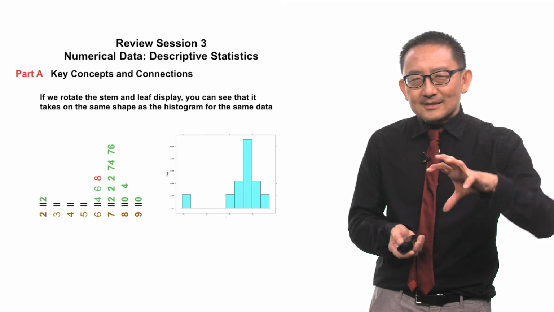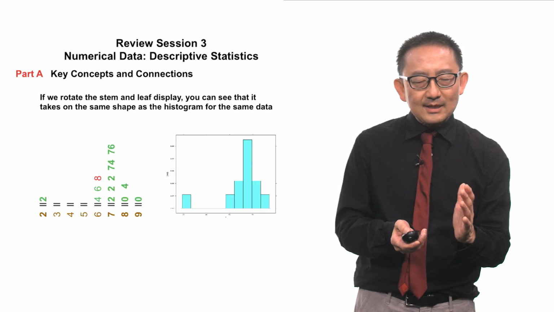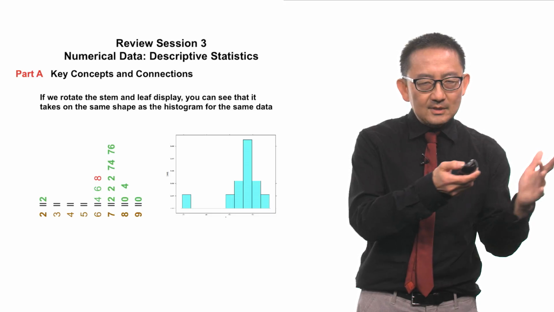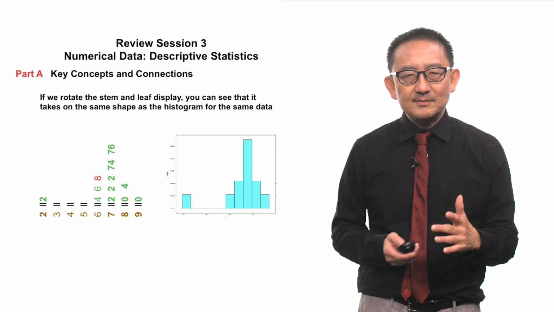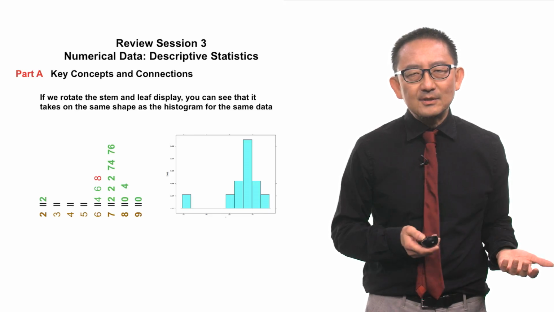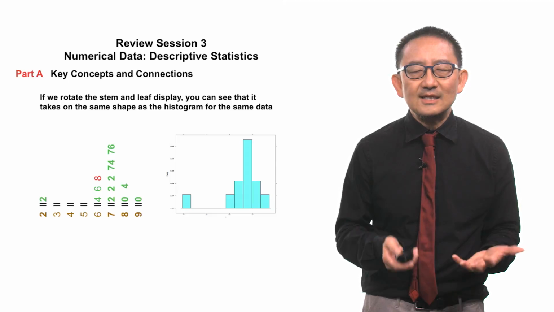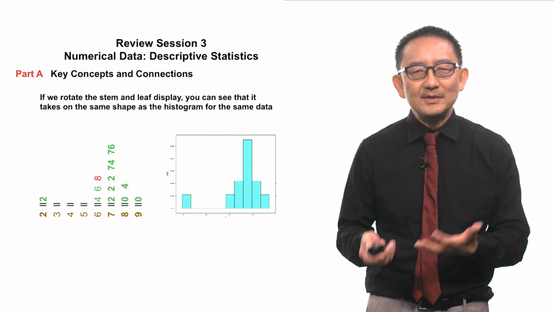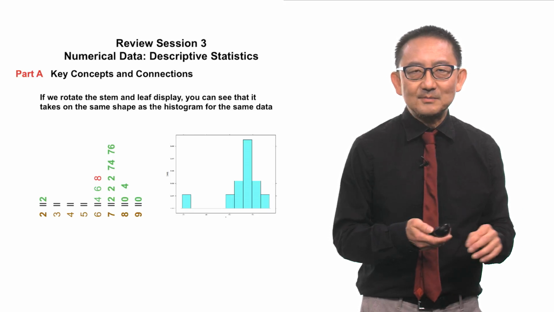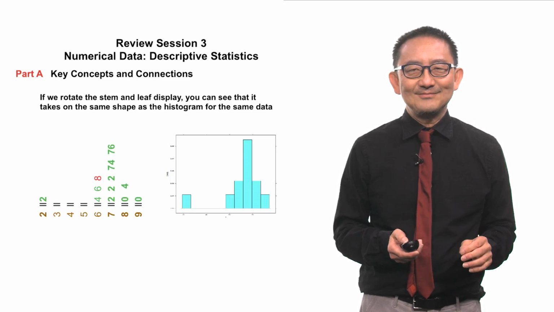Now, if you take that stem and leaf display and rotate it, take a look at what happens. We have all of the same numbers that we had in our stem and leaf, but if we rotate it to the side and look at it in comparison to the histogram, the shape is precisely the same. It gives us the same information, which is interesting. So in some ways, the stem and leaf display is simply a rotated histogram.